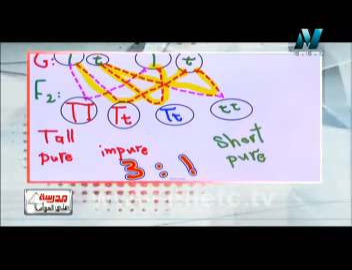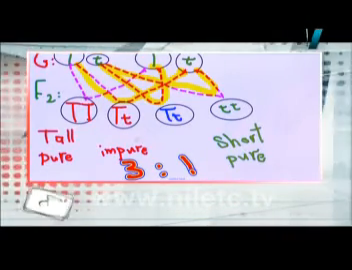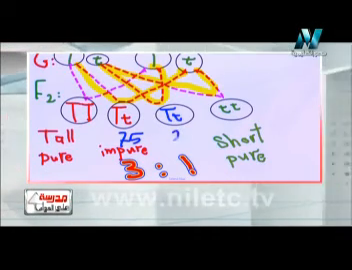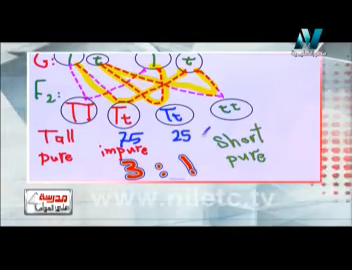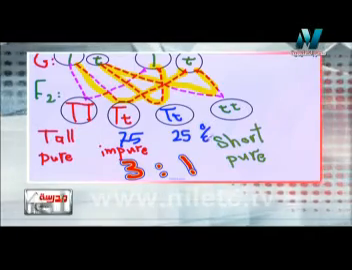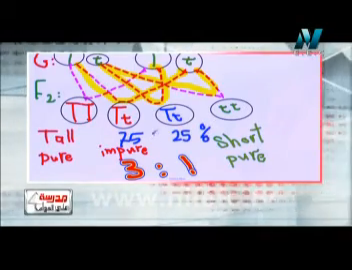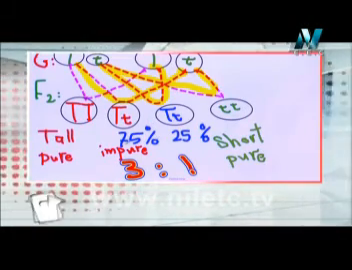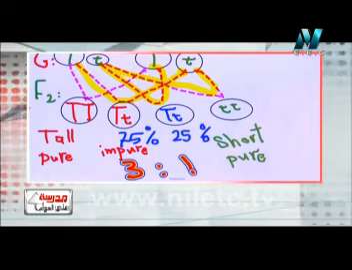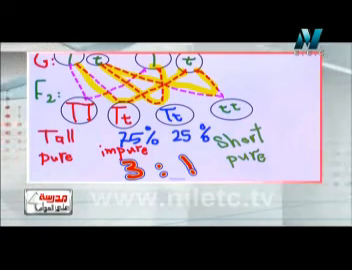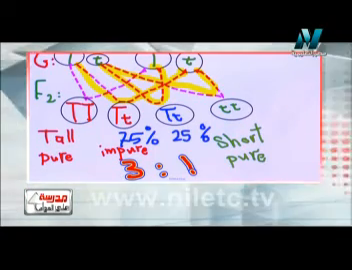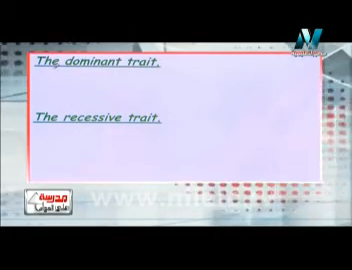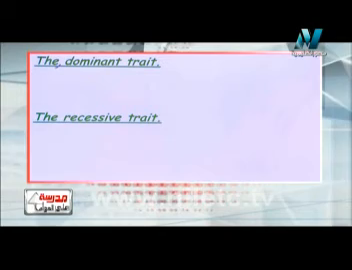طب ممكن نقولها بطريقة تانية mathematical rule كده ممكن نقولها مثلا as percentage, 75% to 25%, dominant to recessive. From the two generations, Mendel recognized the two main laws. The first rule and the second rule.